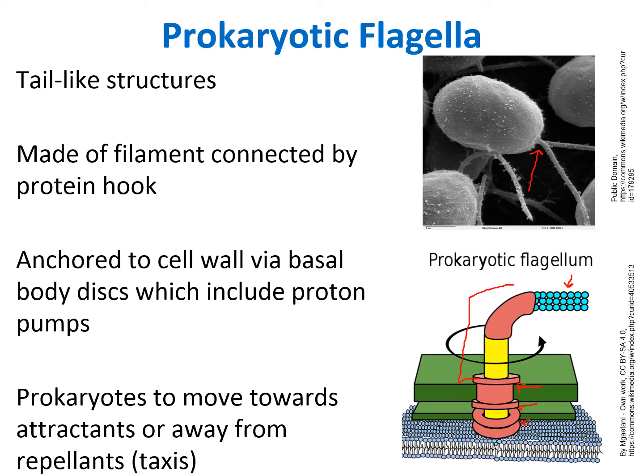Basal bodies contain motor proteins, and when bacterial receptors detect certain chemicals or light, they send messages to the motor proteins in the basal bodies to tell them how to turn. Unlike eukaryotic flagella, which move in a whip-like or undulating movement, prokaryotic flagella are more rigid, and they rotate like the propellers on a motorboat.